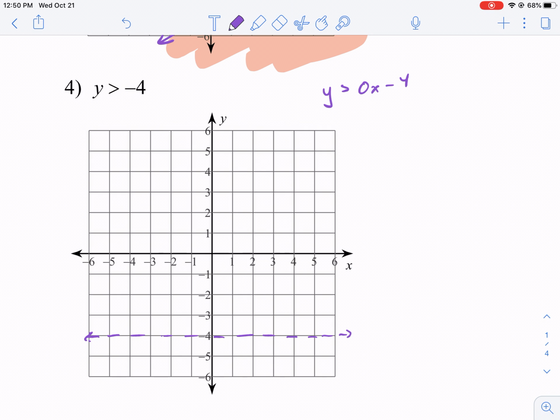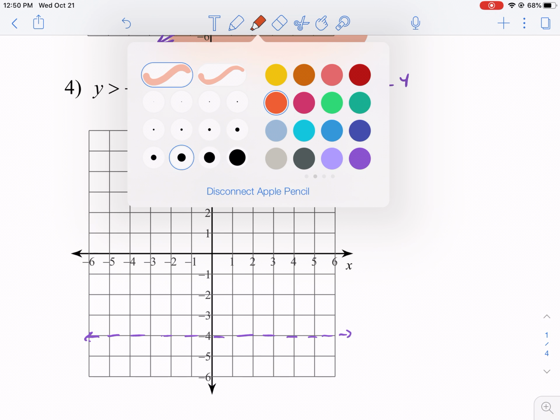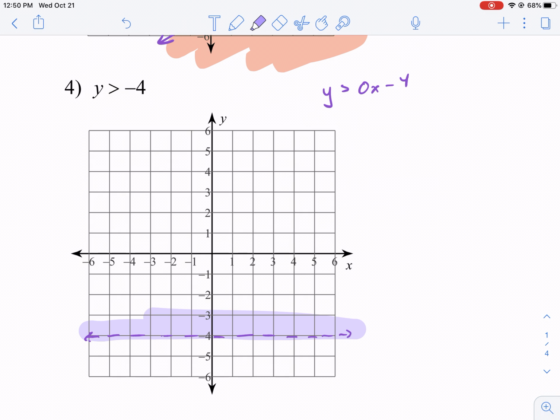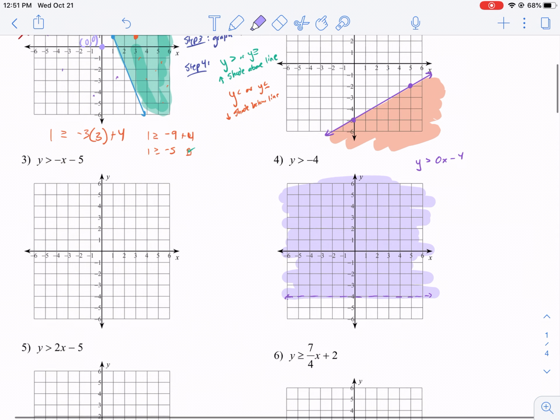And then it's greater than, so I'm going to be shading above the line. So I'm going to go above the line here. Make sure to make the sound effects as you draw it.